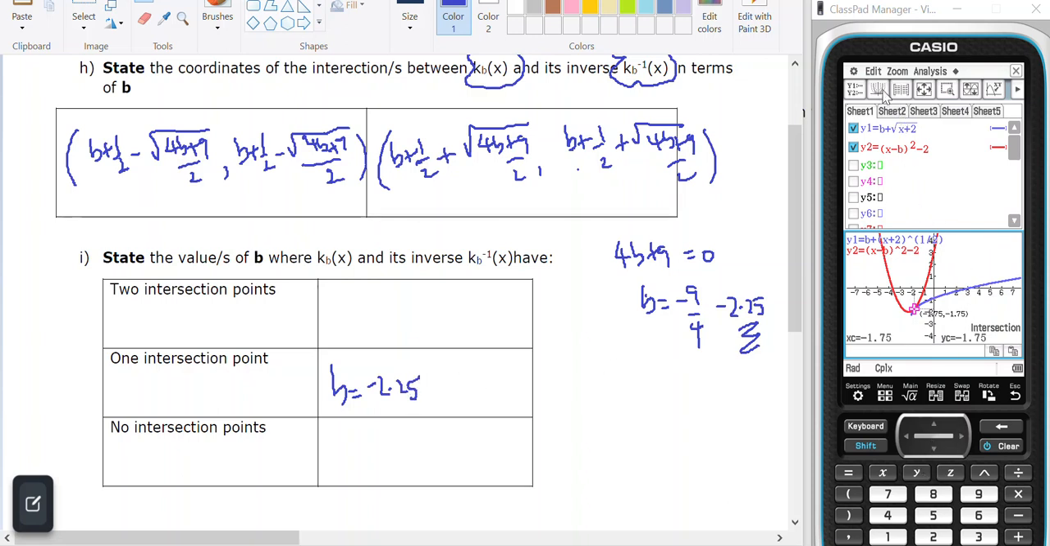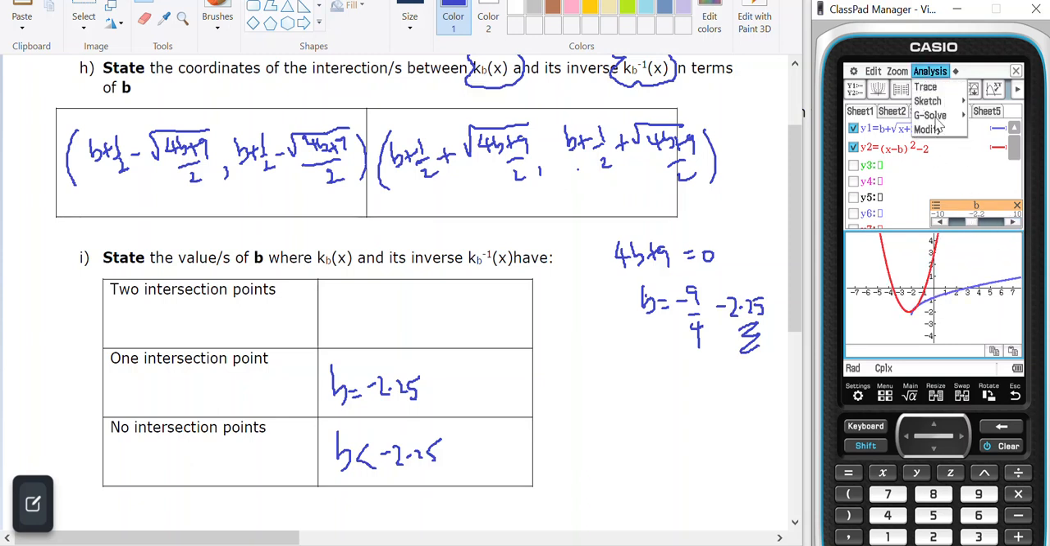If I make b smaller than that value, then the two curves get further and further apart, and I'd have no intersection point. So I'm going to have no intersection point when b is smaller than negative 2.25. Okay, so I go back to negative 2.25. Okay, so that's where it's touching. If I come to say negative 2.22, I get 2 intersection points.